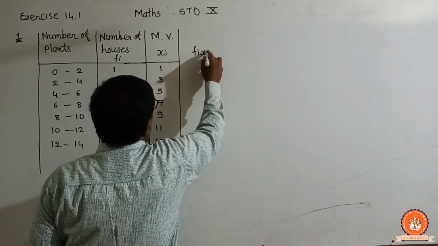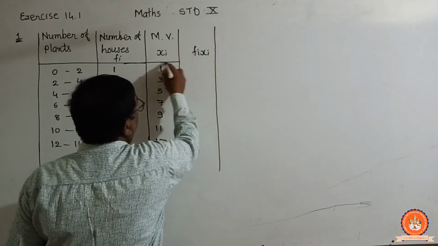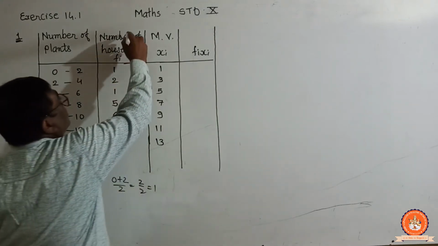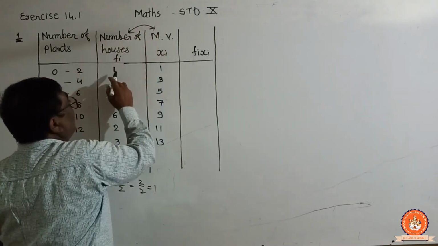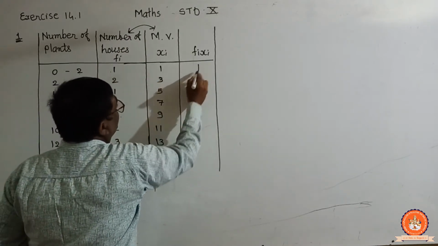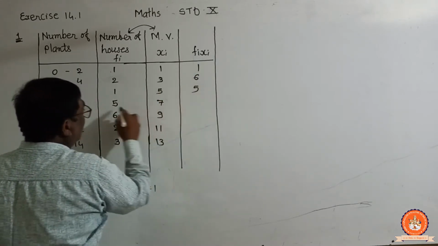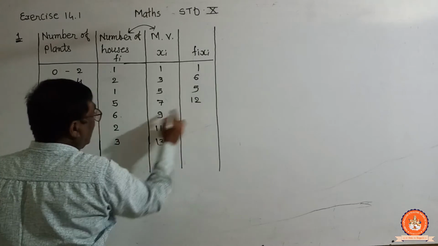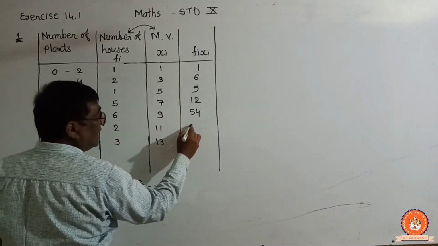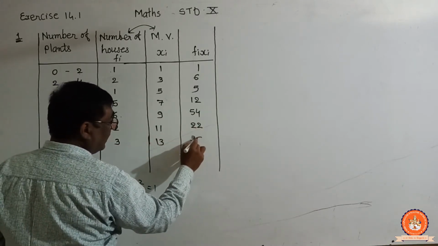So we will prepare a column of fi xi. So fi xi means what? Multiplication of these two columns every time. So 1 is the mid value of frequency 1. So 1 ones are 1, 2 threes are 6, 1 five is 5, 5 sevens are 35, 6 nines are 54, 2 elevens are 22, and 3 thirteens are 39.